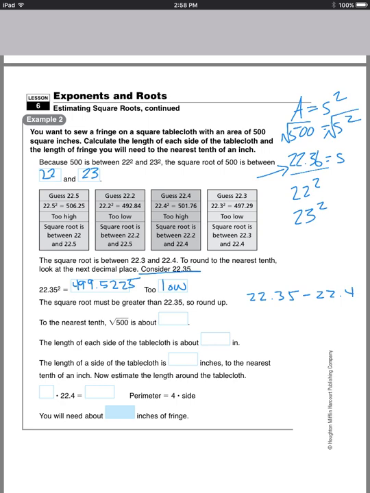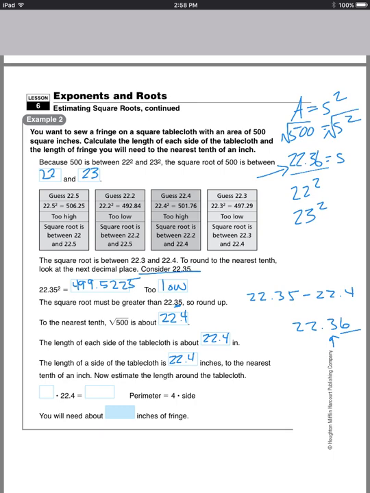that this is 22.4. Okay? So the square root is about 22.4. So the length of each side is about 22.4. And you know that's right because we got 22.36, and that 6 makes that 3 go up to 22.4. So the length of a side of the tablecloth is 22.4 inches to the nearest tenth of an inch.